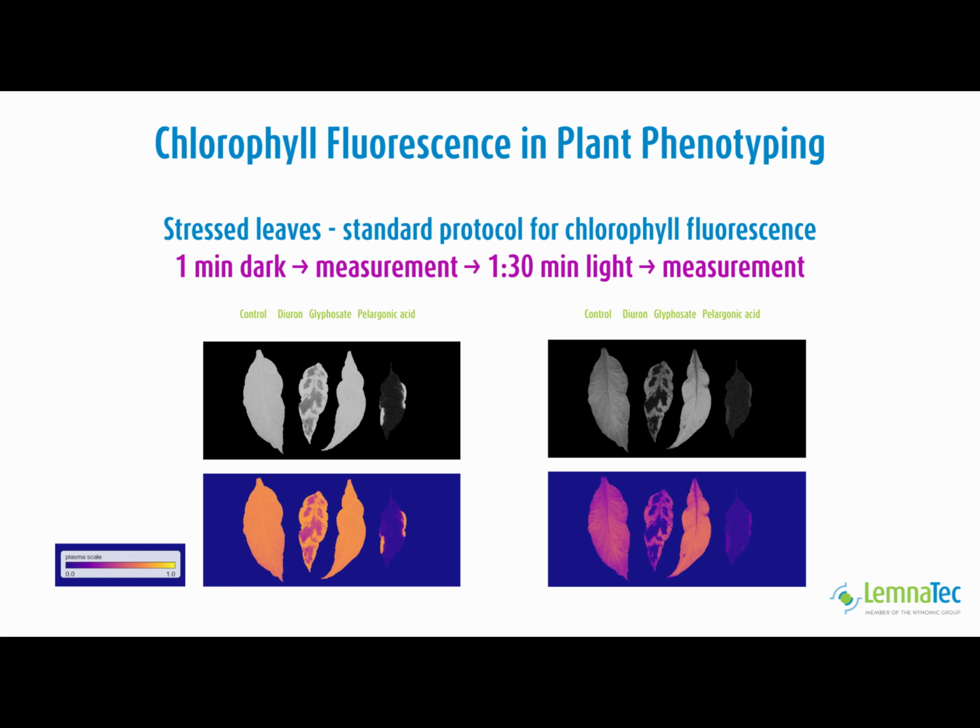Maybe the plant tries to respond to the stress and intensifies photosynthesis. Pelargonic acid just destroys the plant cells, and we see that in both light and dark adapted status, the quantum yield is decreased very strongly. So the tissue is essentially dead, even if the leaf is still looking green.